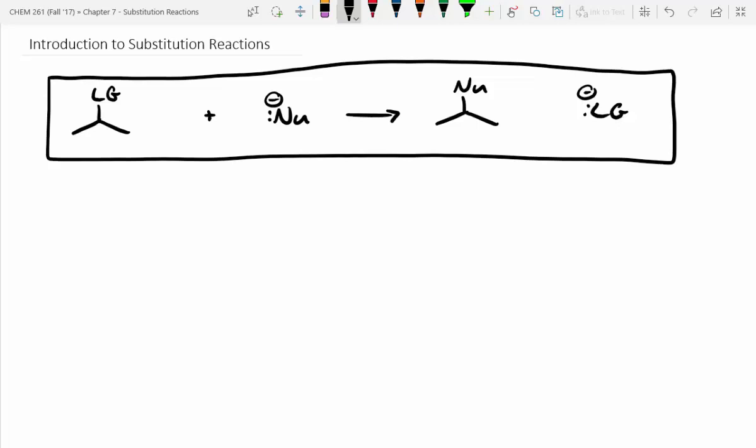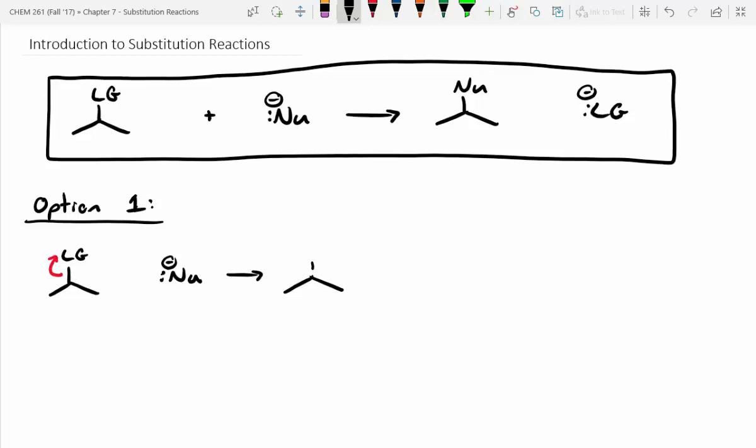The question is, what arrow pushing is required to get from your starting materials to your products? So let's do a couple options. So option one could be that maybe your leaving group falls off first. So your nucleophile really doesn't do anything in the first step. Your leaving group just falls off on its own. And that will give us a set of intermediates where you have a positive charge on a carbon. You've got leaving group now with a negative charge. And your nucleophile is still hanging out, and it also has a negative charge.